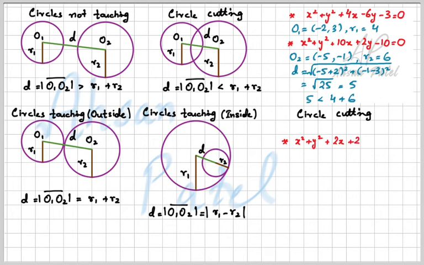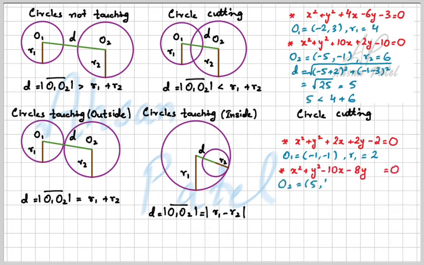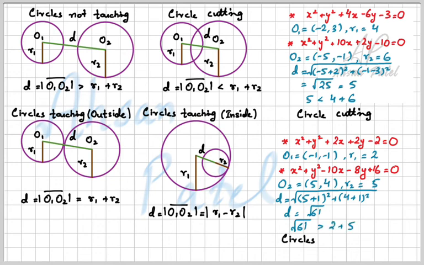That is the third case. Now we have another example. I find out the center and radius. When I have found the center and the radius, now I am finding the distance between the centers, and the distance is greater than the sum of the radii. So by that, I have confirmed that the circles are not touching each other. So that was the first case.